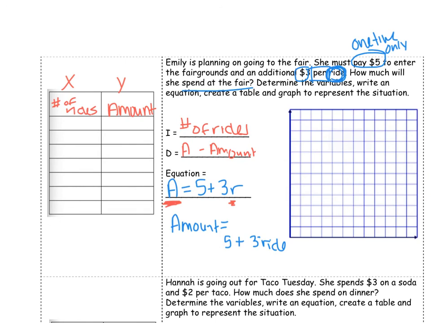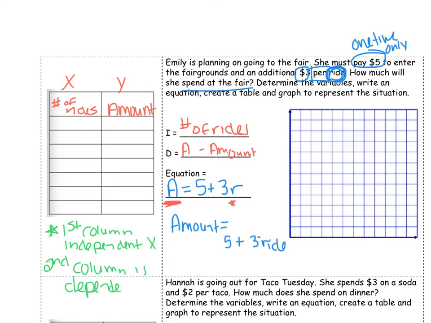I'd like you to add a note down here because I keep saying it, and hopefully you're listening carefully, but it might help if we are reminded. First column is your independent, and the x-axis, and second column is the dependent, and the y-axis.